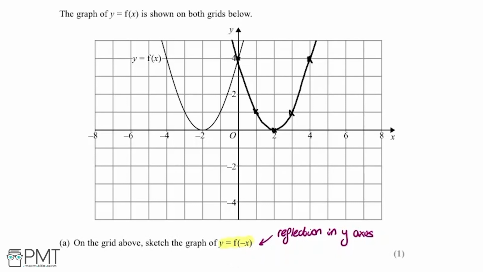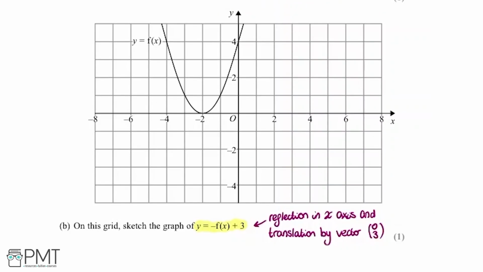Fab. So now we've done that, we're going to move on to part B, which is a similar question. It says, on this grid, sketch the graph of y equals -f of x plus 3. And this is a little bit more complicated because it includes 2 different transformations. So firstly, we've got a reflection in the x-axis. This time, the minus sign isn't inside the bracket, it's outside. So instead of reflecting in the y-axis, we're reflecting in the x-axis. Then the second part is a translation by vector (0, 3). So that's what this +3 means.